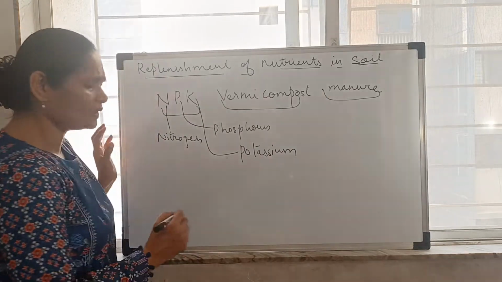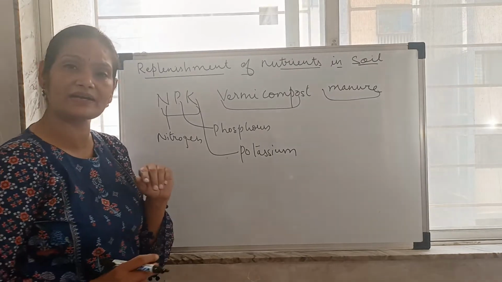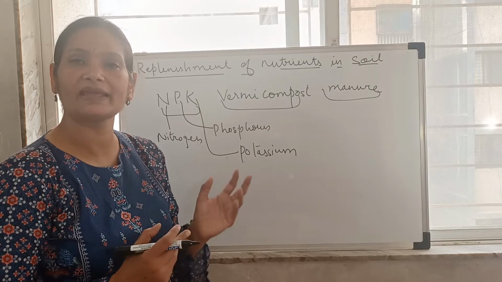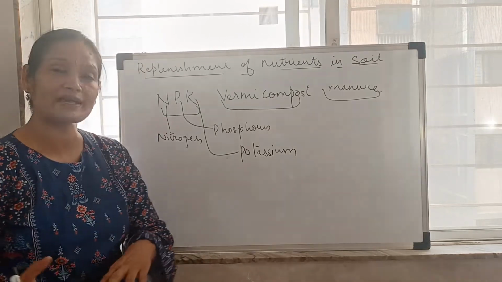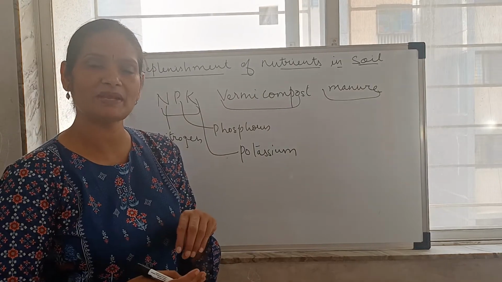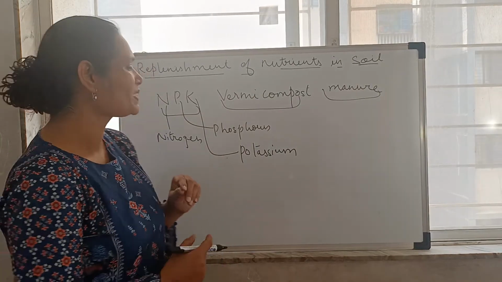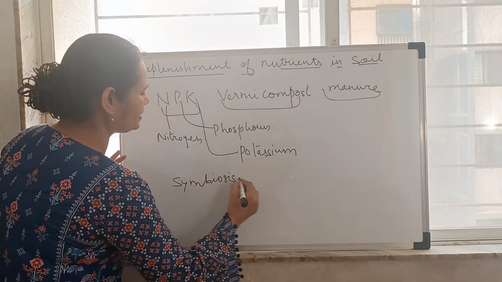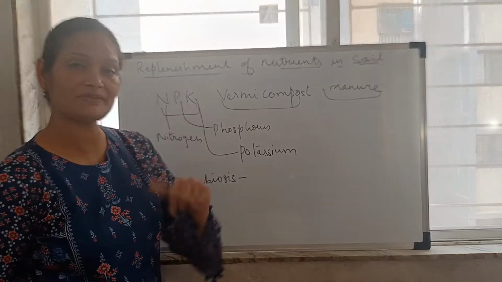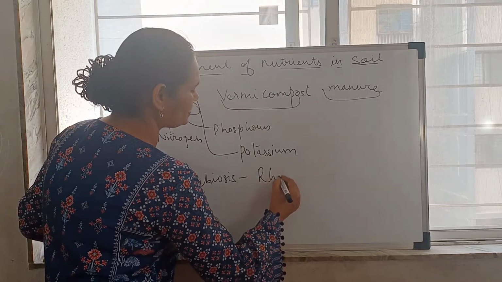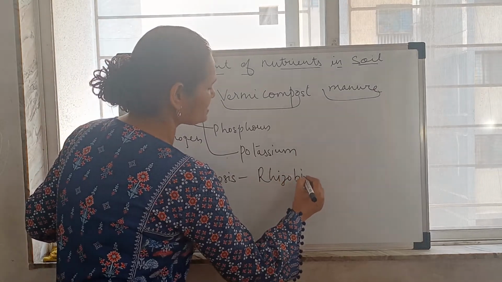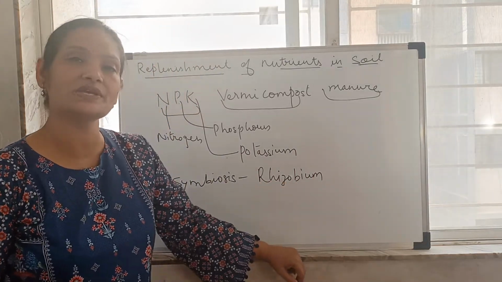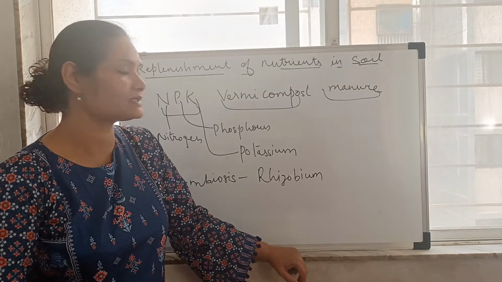We have all studied that there is a symbiotic relationship between the rhizobium bacteria and the leguminous plants. In the root nodules of the leguminous plants, the rhizobium bacteria stays. We have studied this in symbiosis, and when we talk about symbiosis, one thing that comes to mind is rhizobium, because we have talked about it in previous videos. If you want to check what we discussed about rhizobium, I'll provide the link in the description box. Please check it out there.